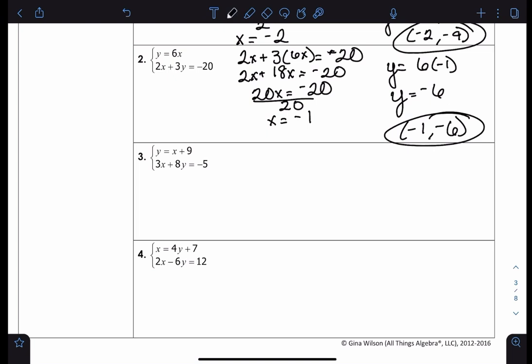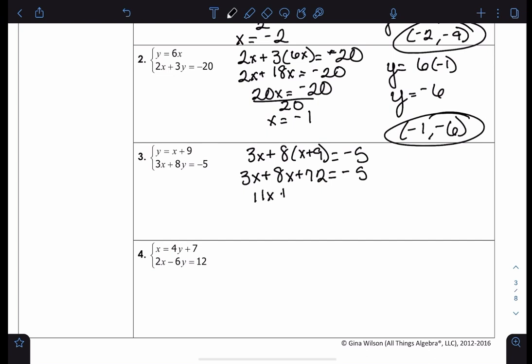So we are going to write out 3x plus 8 times x plus 9 equals negative 5. Continuing like before, we are just going to now solve all of this out to have 3x plus 8x plus 72 equals negative 5. We're now going to combine our x values and have 11x plus 72 equals negative 5, which then we're going to subtract our 72 so that we can isolate our x variable to leave us with 11x equals negative 77, meaning that x equals negative 7.